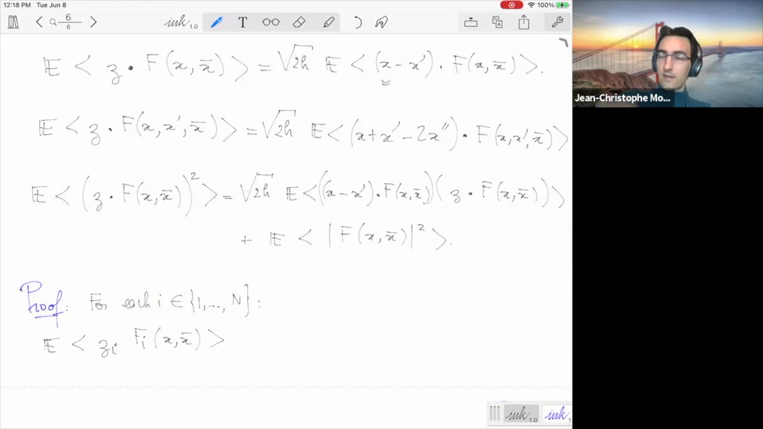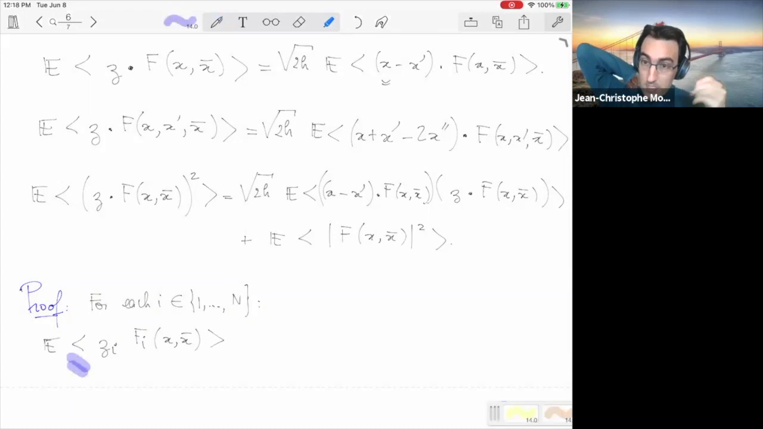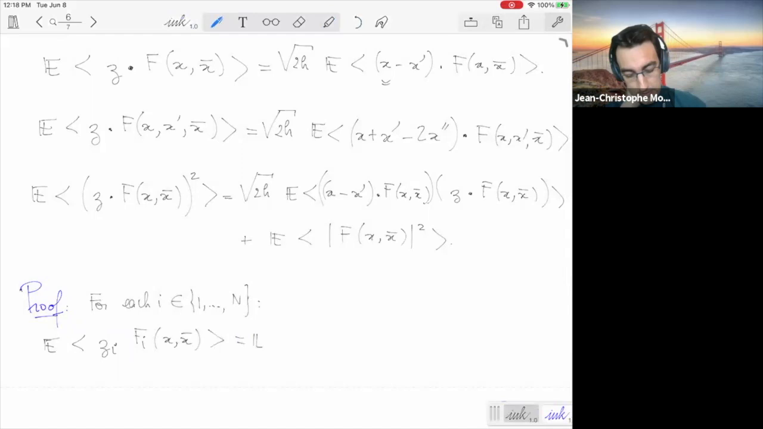Okay, and I kind of like the way someone put it earlier, which is that when we, this bracket thing is really only x is being integrated, right? All the other variables are kept frozen. So if I want, I can rewrite this as the expectation of zi times the bracket fi x x bar. Maybe it will be useful if I rewrite explicitly this bracket thing.